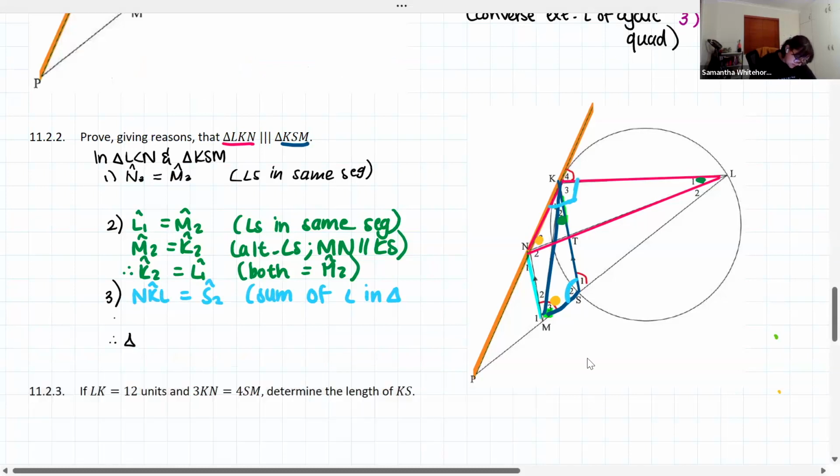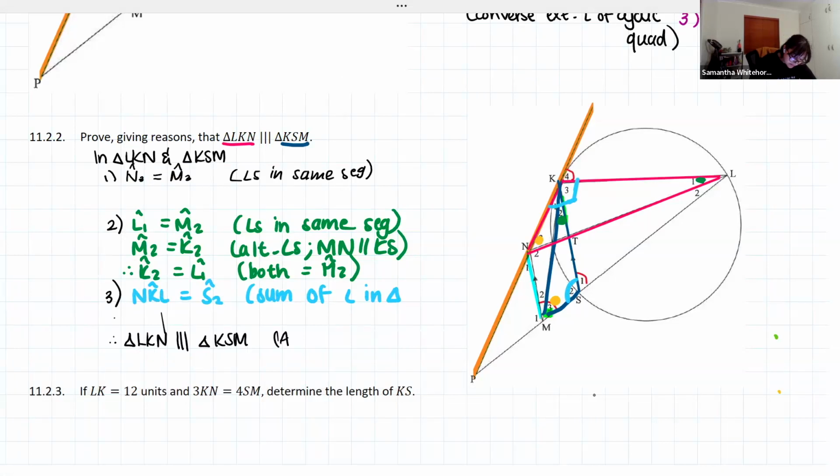Therefore, triangle LKN is similar to triangle KSM because of angle, angle, angle. We've proven similarity. Now, once again, girls, I'm fully aware that this is not necessarily the easiest thing to see straight off the bat. I do understand that.